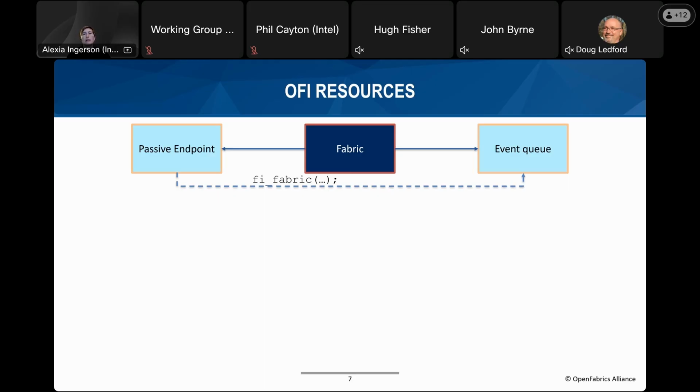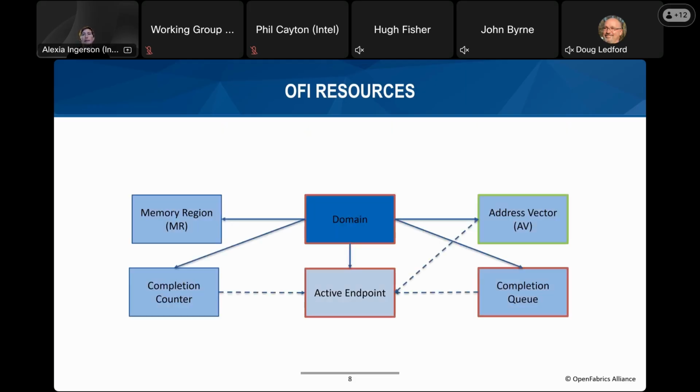The fabric itself is created using the fi_fabric call. And then the passive endpoint or listening endpoint is created after the fabric using the fi_passive_ep call and then passing in the fabric. Similarly, an event queue is created by using fi_eq_open and passing in the fabric. And then that passive endpoint must be bound to an event queue using the fi_pep_bind call. All events occurring on this passive endpoint, like connection requests or rejects, etc., will be reported to the event queue to which it's bound.